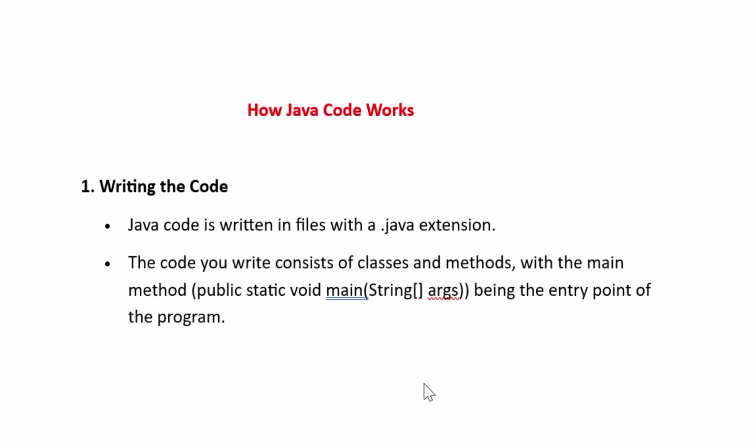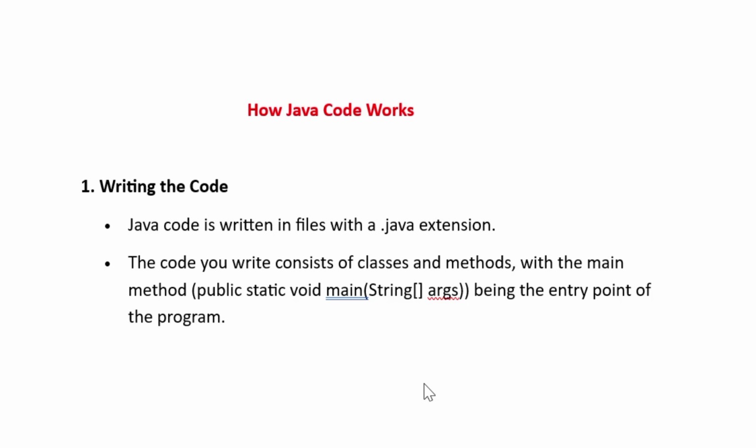In a .java file, we write the Java code, which is a high-level language. The high-level language is human understandable language, right? So the code we save with the .java file extension.